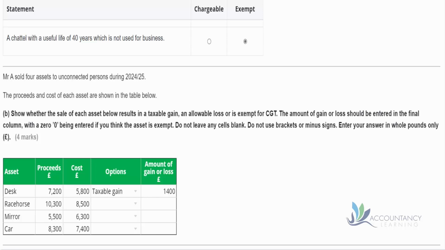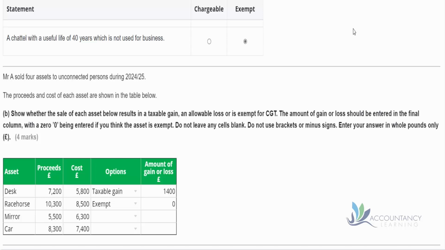So the next one we have is a racehorse. Well, that's a wasting chattel, isn't it? So that's a tangible, movable item. It has a life of less than 50 years, so that would be exempt. And remember, the question said we should enter a 0 in our answer if we pay no tax. And then what about the mirror? So again, a mirror is a chattel, but yeah, we could have an antique mirror, couldn't we? So it might have a life of more than 50 years.